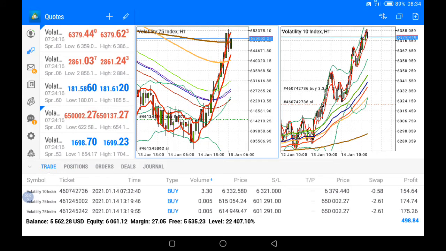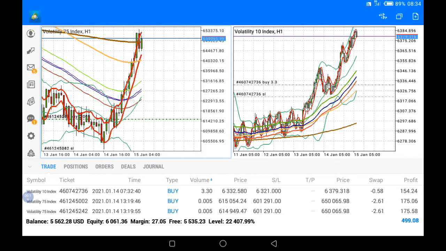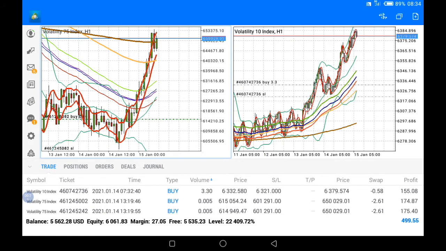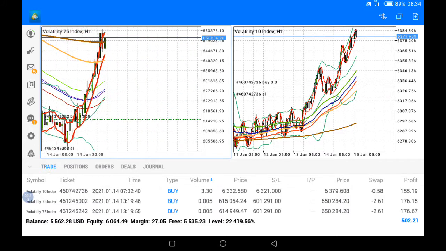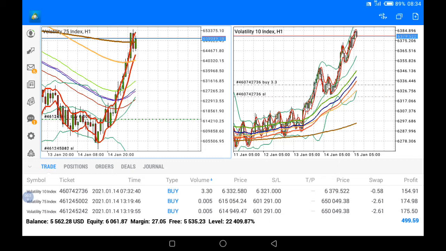Hello everyone. Today I just want to talk about my running trades. I want to give you an edge, more like my psychological thoughts that enabled me to take these trades. Why did I take these two positions on volatility 75 index and volatility 10 index? I just want to share my psychological thoughts with you on why I took these two positions, right?